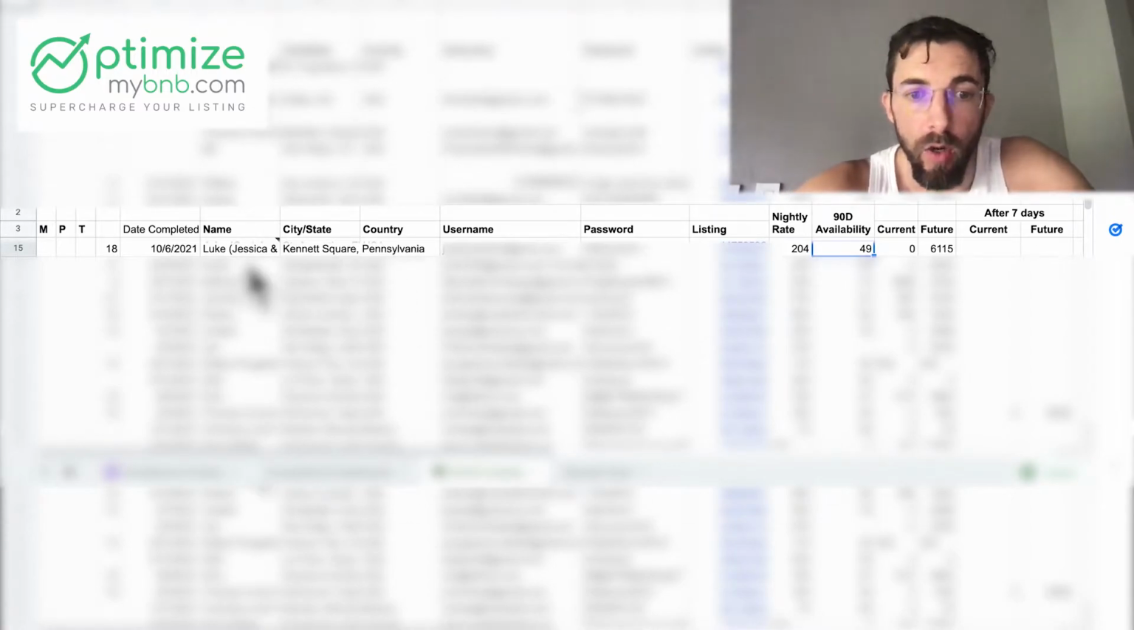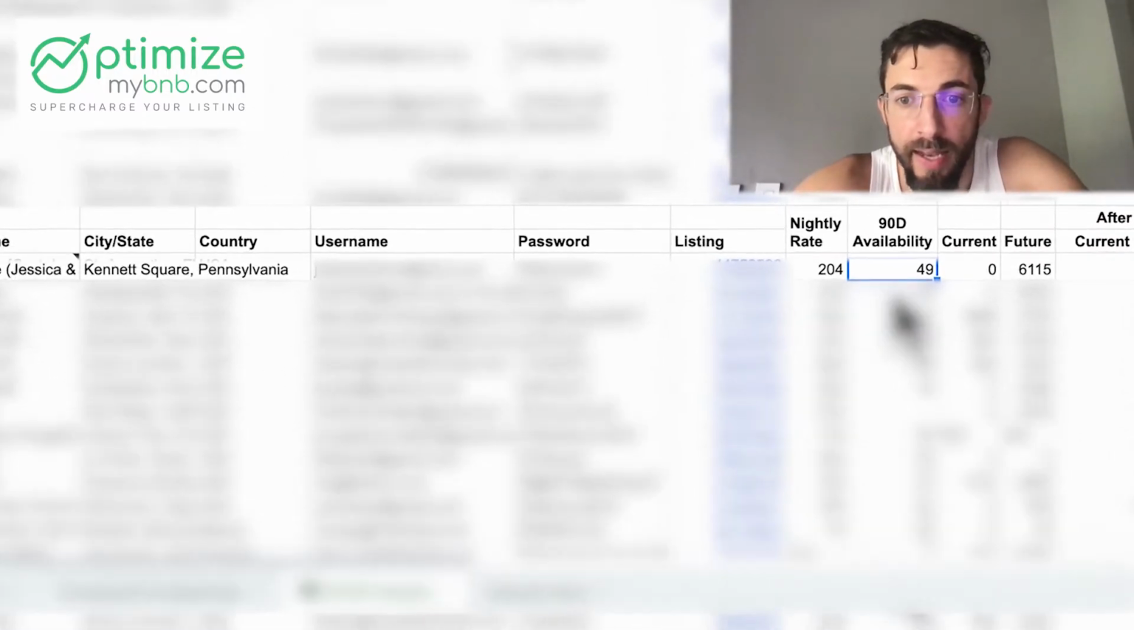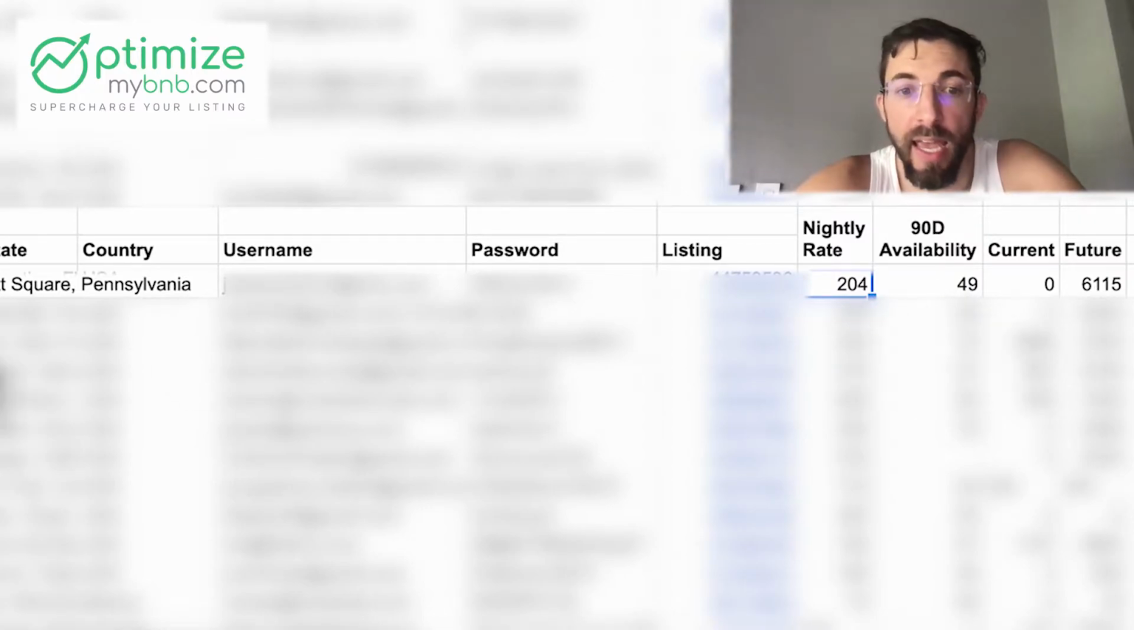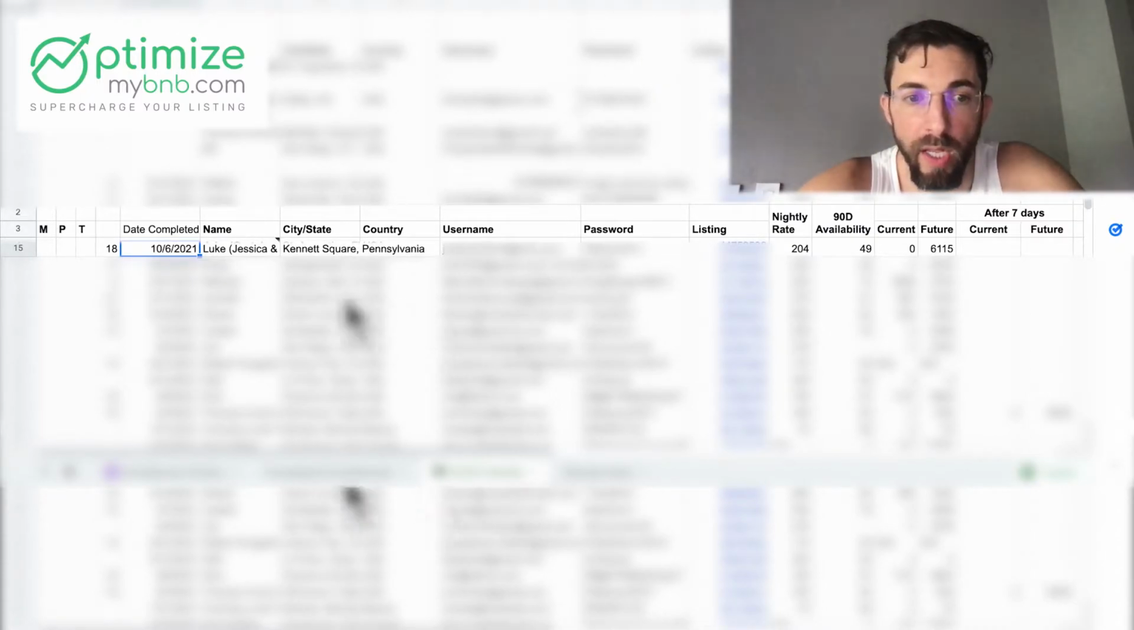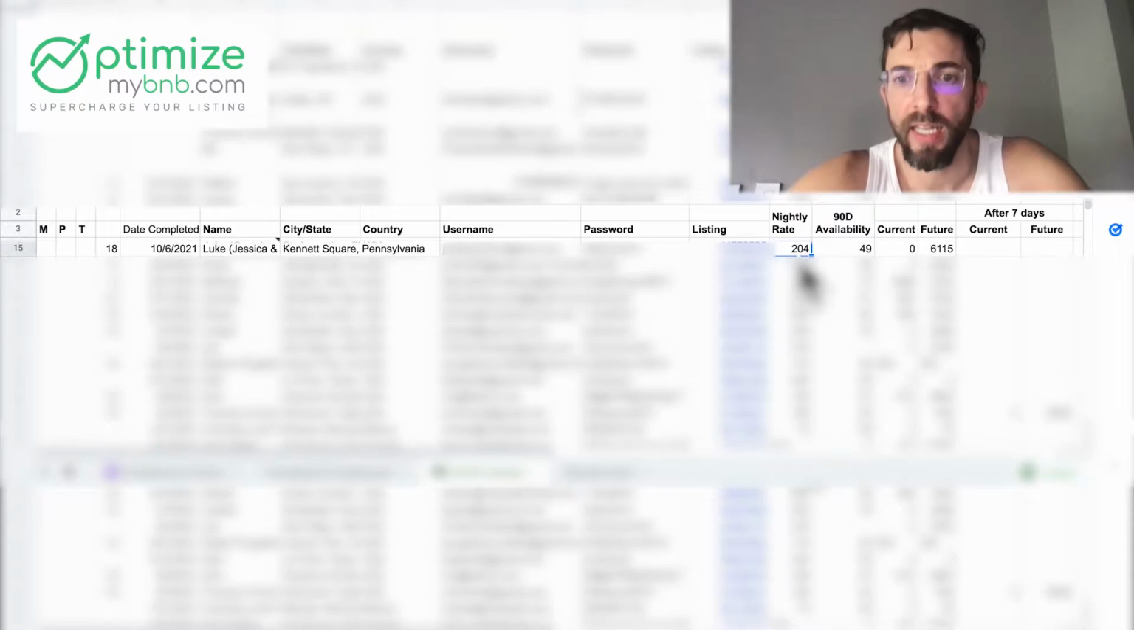We're going to go through row 15 here. Okay, Luke's account. I finished this on October 6th at 6 p.m., 18 o'clock. Today is October 13th at 11:30 a.m. Okay, so it's been a week later. So now this is the nightly rate.